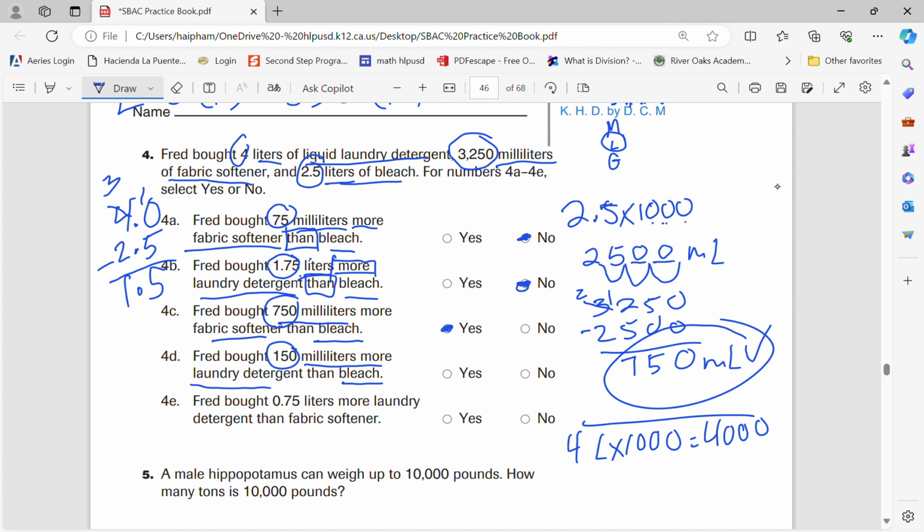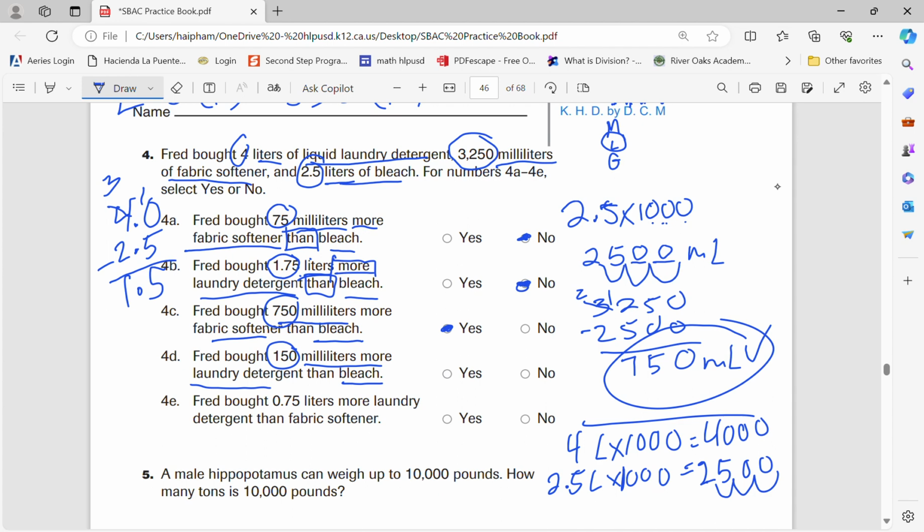And now let's check out our bleach. Our bleach, we had 2.5 liters. So we're going to go ahead and multiply that by 1,000 as well. And if you take a look here, the decimal point will shift 3 times to the right, which we did earlier, and that gave us 2,500. 1, 2, 3. So now we are finding the difference, so we can go ahead and subtract that.